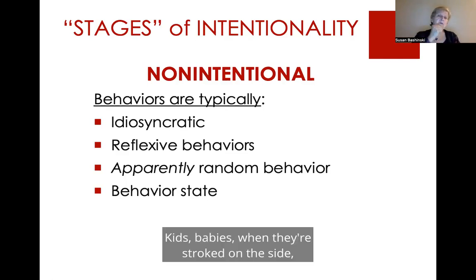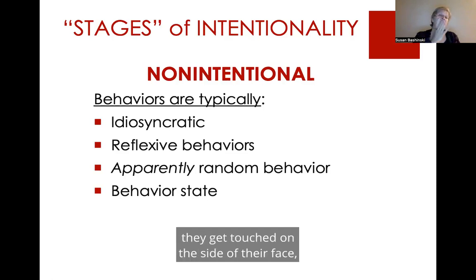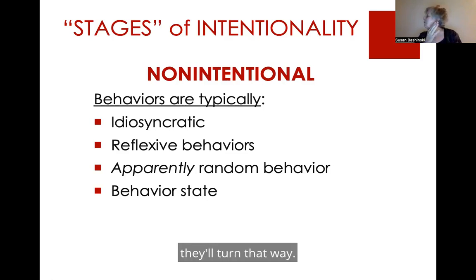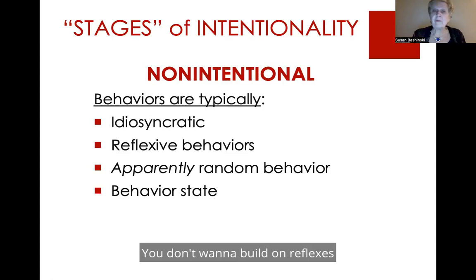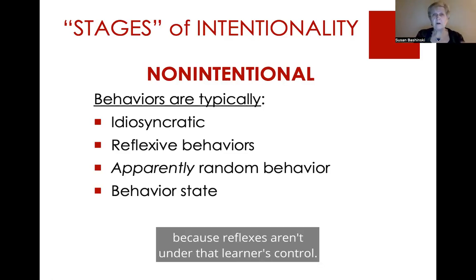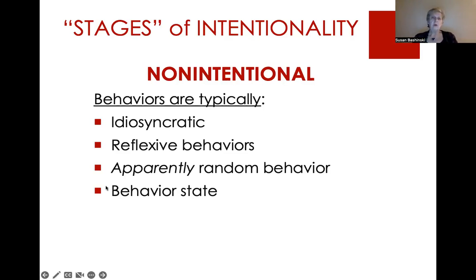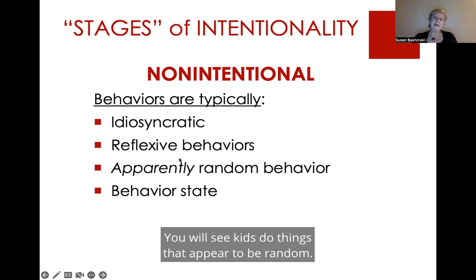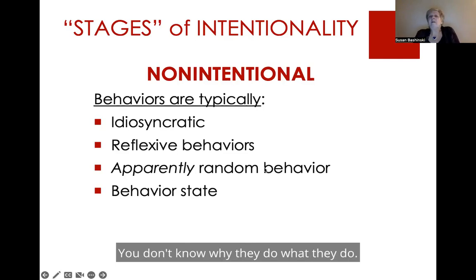Babies, when they get touched on the side of their face, will turn that way. You don't want to build on reflexes because reflexes aren't under that learner's control. You will see kids do things that appear to be random. You don't know why they do what they do.